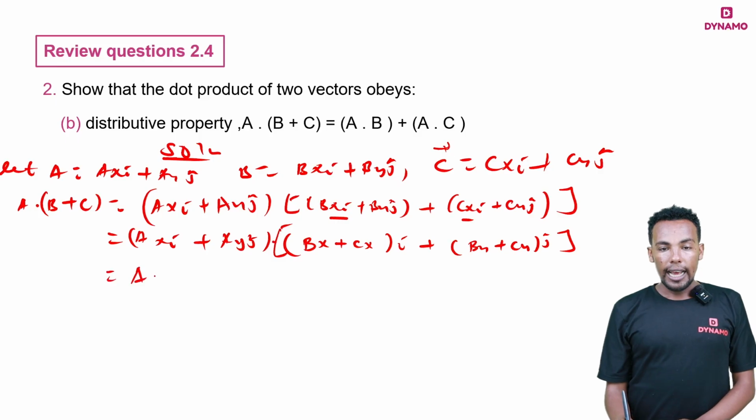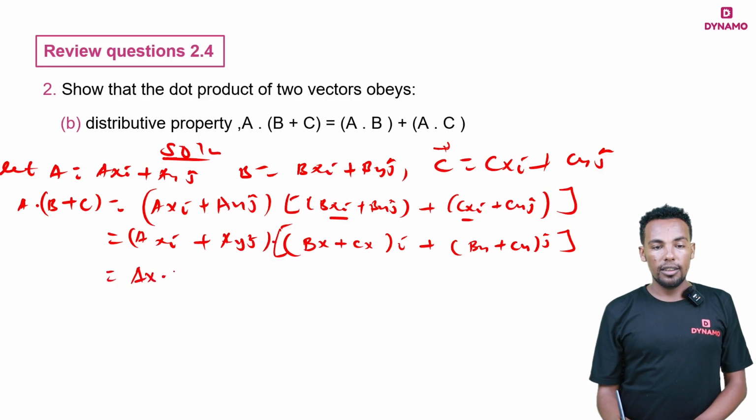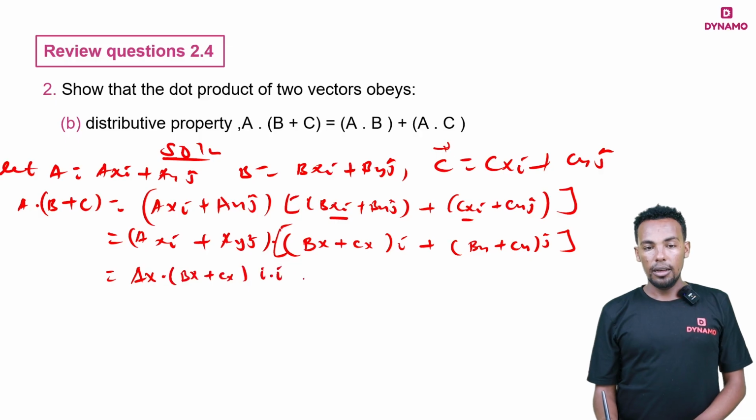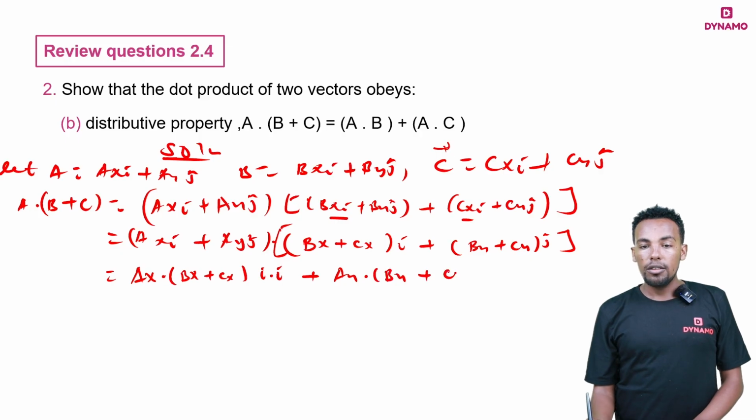A X maal ta'a? Isa kanarratti dot product. X dot with what? BX plus CX I dot with I plus what? AY dot with BY plus what? CY J dot with J goona.